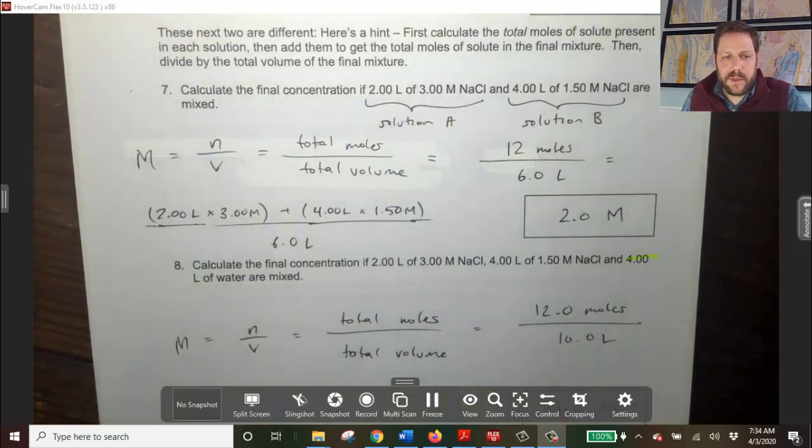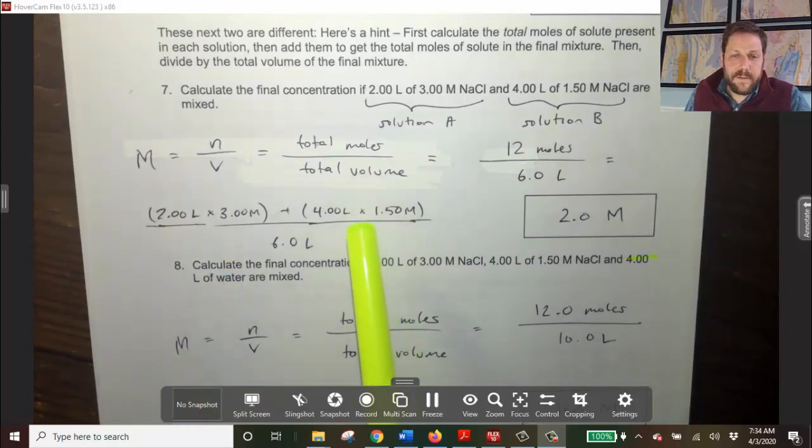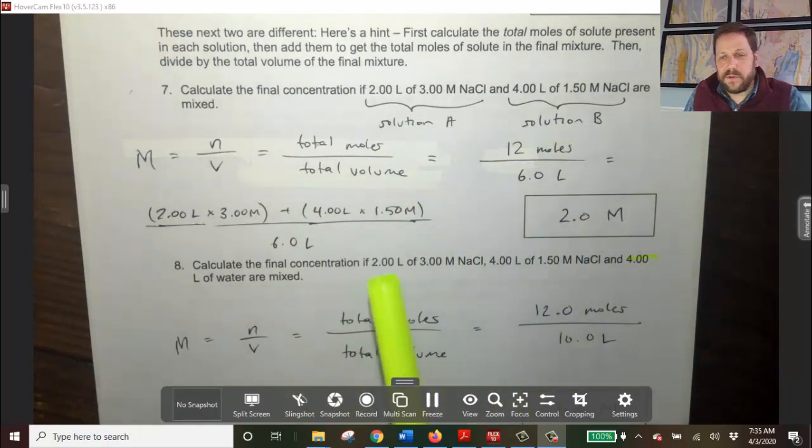Well, we can use the formula n equals MV for each solution. n equals MV gives us the moles of the first solution. 2 times 3 is 6. And n equals MV can give us the moles of the second solution. 4 times 1.5 is also 6. So 12 moles of solute total divided by 6 liters of solution.